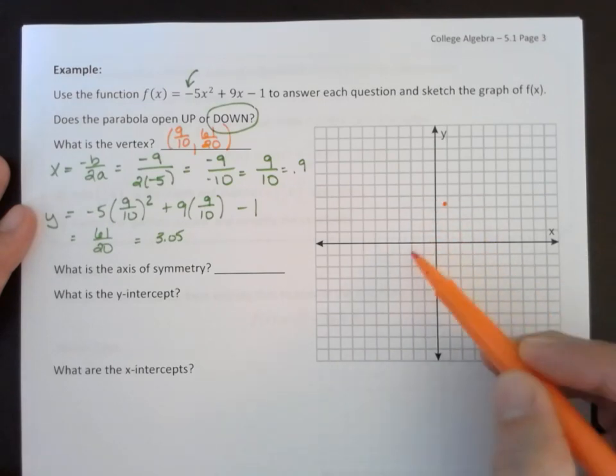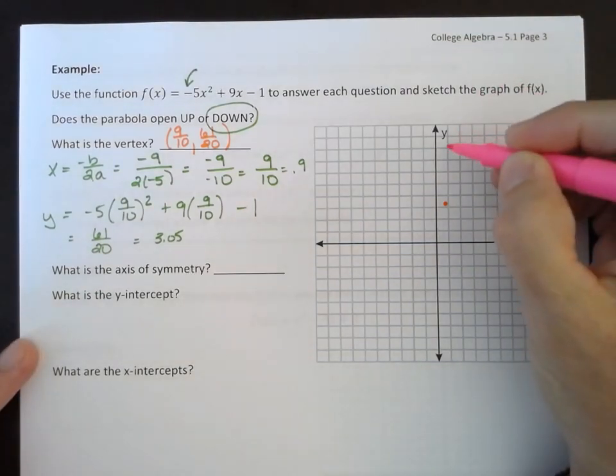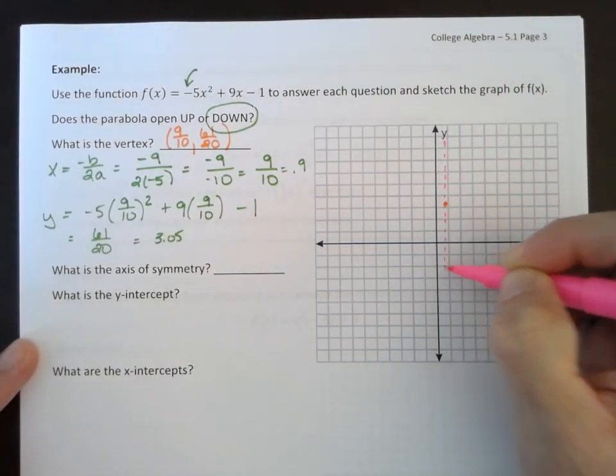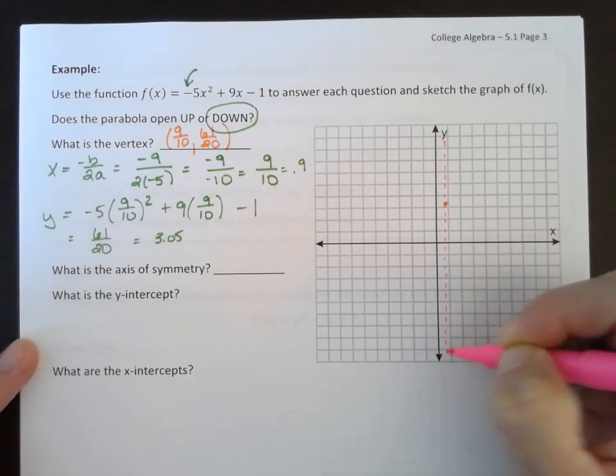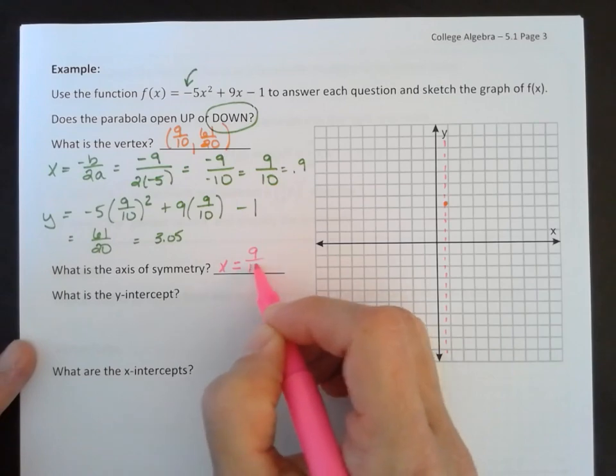y-intercept and 2 x-intercepts. The axis of symmetry, remember that is the line that goes right through our vertex. It goes right through the center of our parabola. So it is x equals the x-coordinate of the vertex.